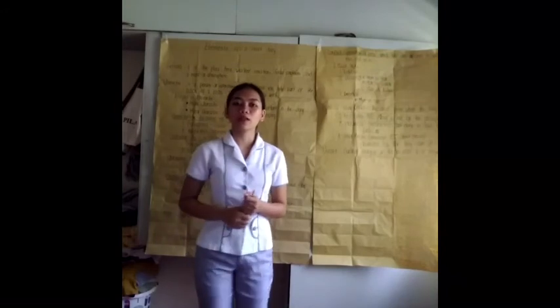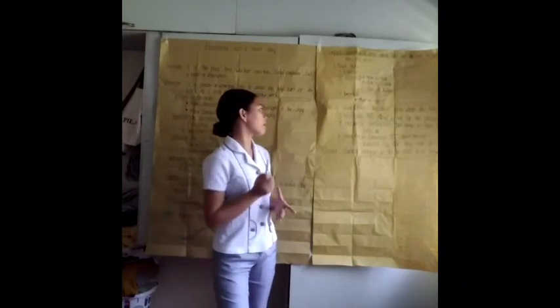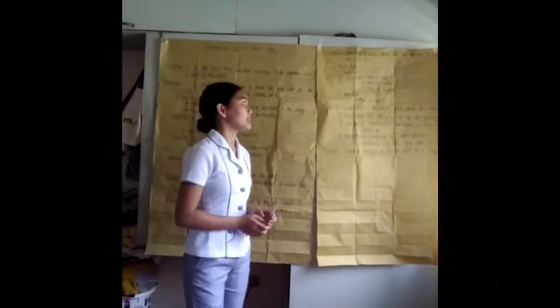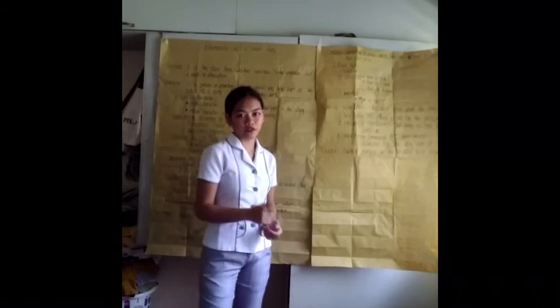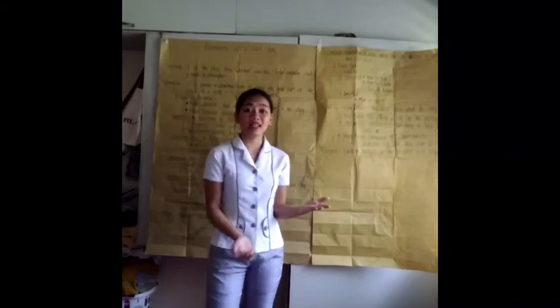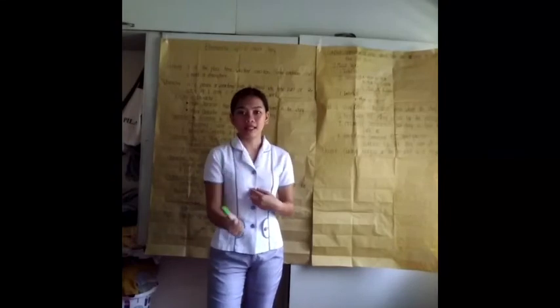So the fourth element of a story is the point of view. The point of view is the angle from which the story is told. The first is the first person point of view, in which the story is told by the protagonist. A protagonist is someone with whom the reader empathizes.